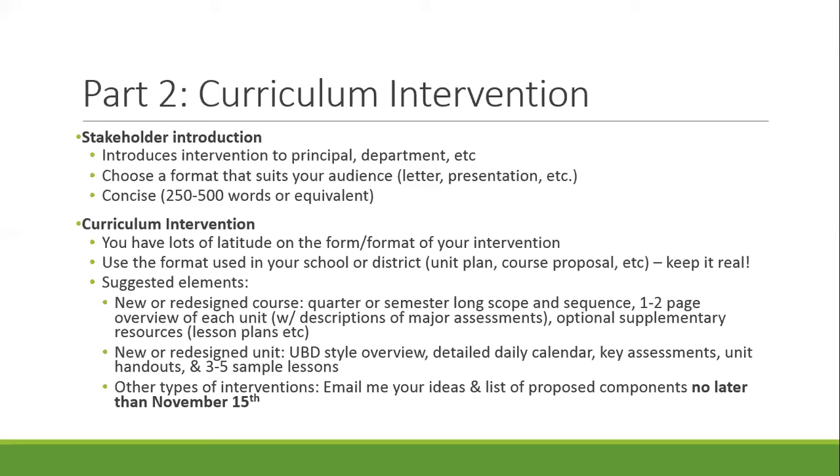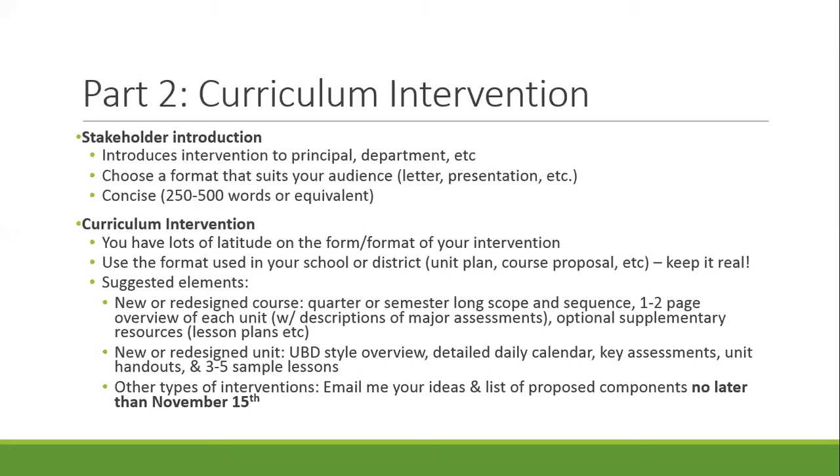If you have another type of intervention, for example, some of you have talked about designing comprehensive text sets with some document-based questions. Other people have talked about creating supplementary electronic textbooks to supplement the materials that your district's created.